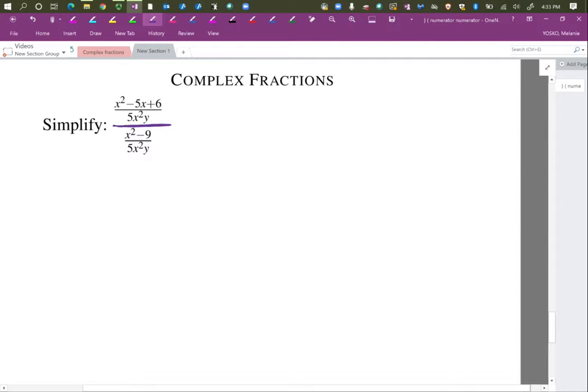Okay, so we're going to look at this. This is the vinculum. And I want you to look at the numerator here and then look at the denominator. We need to get each piece into a product. So instead of x squared minus 5x plus 6, it would be really nice if we had two or three things multiplied together. Same thing down here. Instead of x squared minus 9, it would be nice if we had something times something else. And we can do that by factoring. So we're going to go over here and we're going to do some factoring.